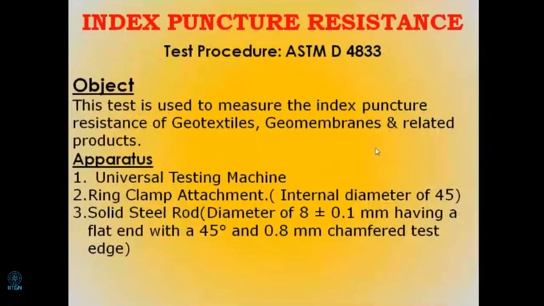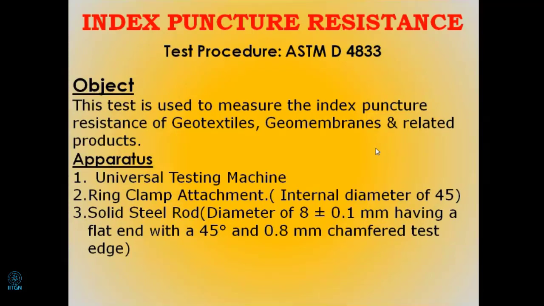Next is the index puncture resistance test. This test is used to measure the index puncture resistance of geotextile, geomembranes, and other products. The same test is performed on other products like geomembrane also. The test procedure is as per ASTM D4833.